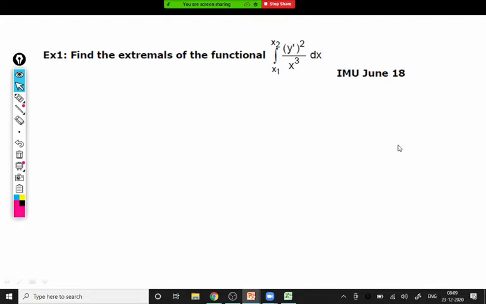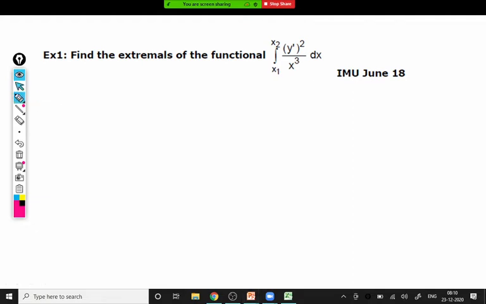I'm showing you the first example. The first example is on the screen. The question is, find the extremal of the function integral x1 to x2 y'^2 upon x^3 dx. So this is the functional. For this functional, we have to calculate the extremal value. Now Euler said that this integral has the extremal value provided it satisfies Euler's equation.